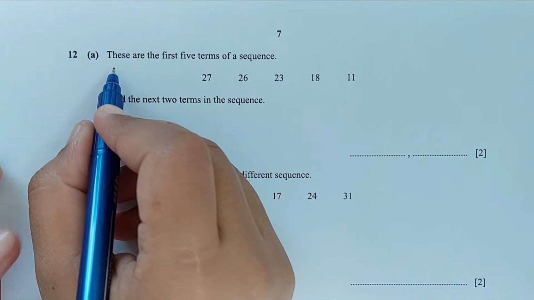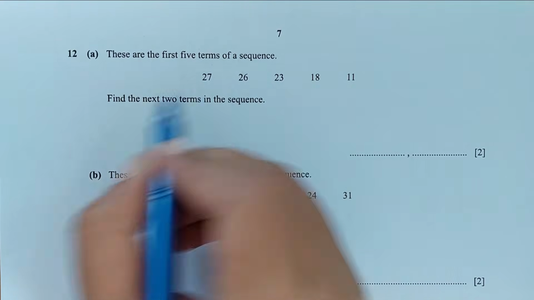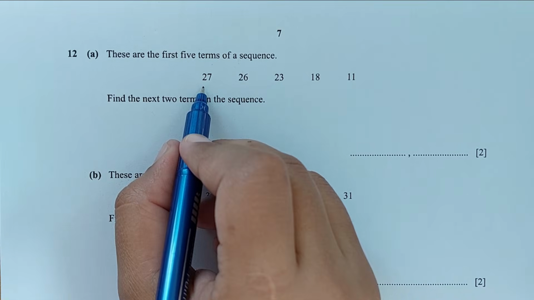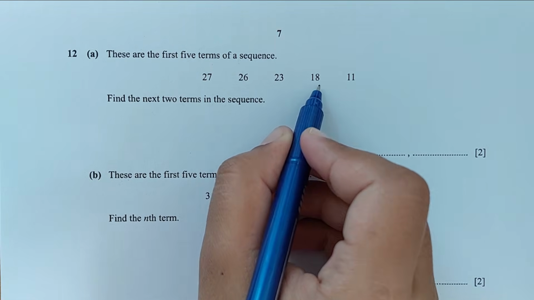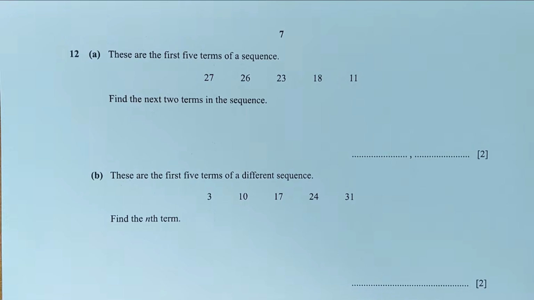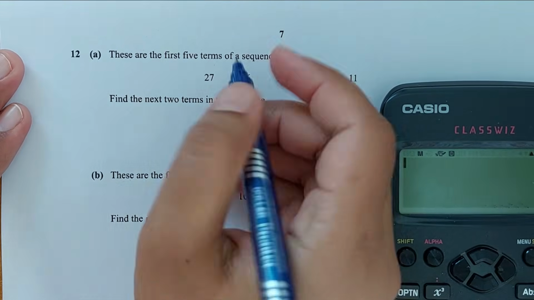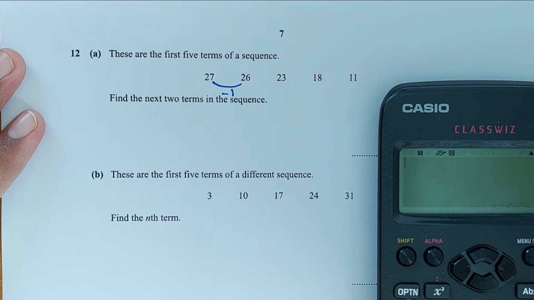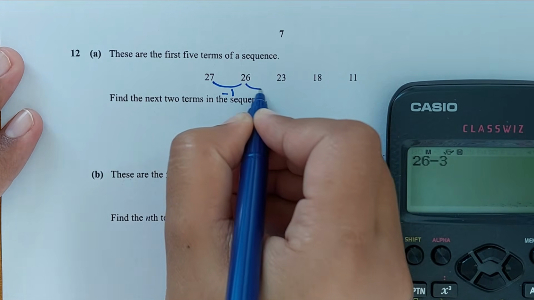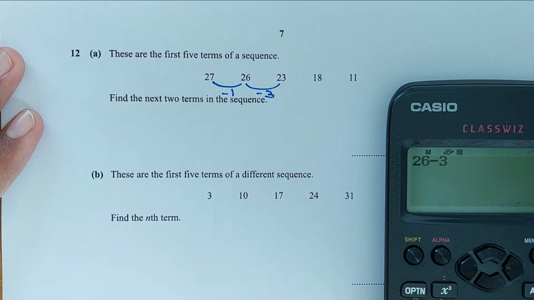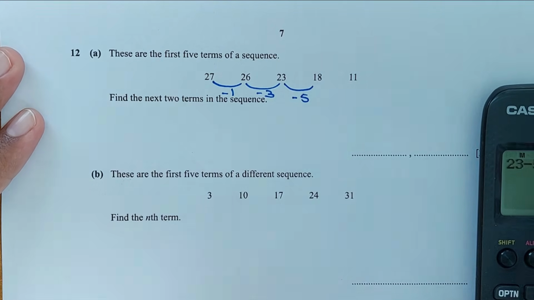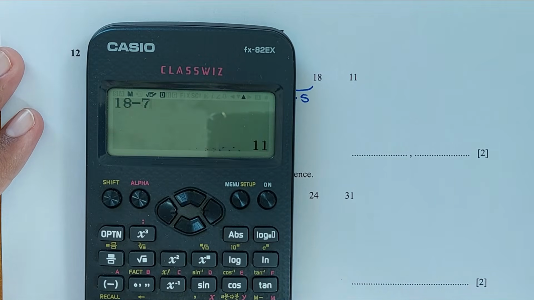Question number 12, part A. These are the first 5 terms of a sequence. Find the next 2 terms of the sequence. So 27, 26, 23, 18, and 11. Let me find out the difference between the terms. From 27, if we subtract 1, we will get 26. From 26, subtracting 3, we will get 23. And 23 minus 5 is 18. And 18 minus 7 is 11.